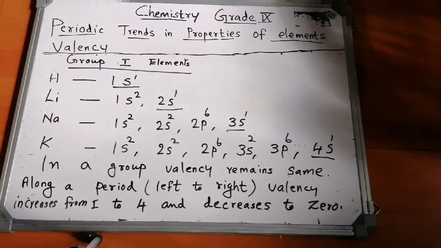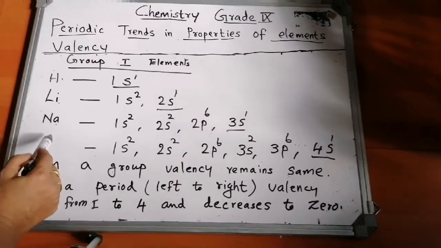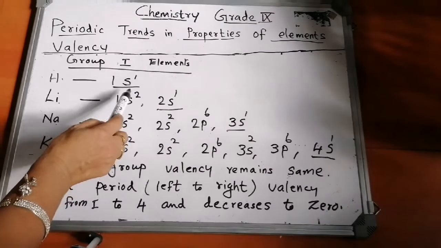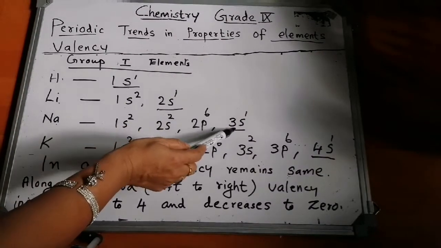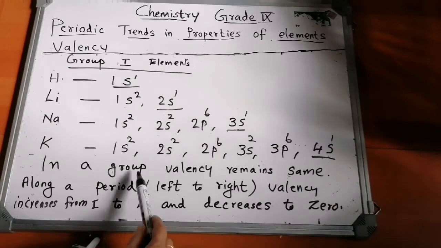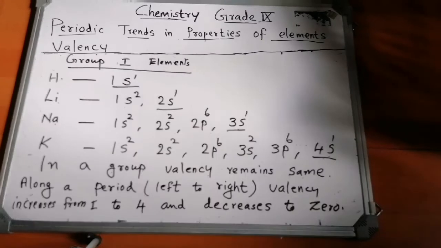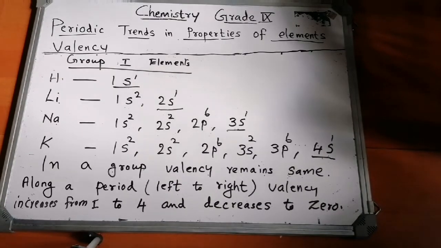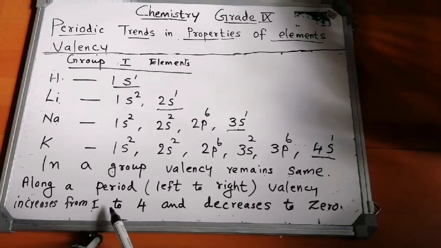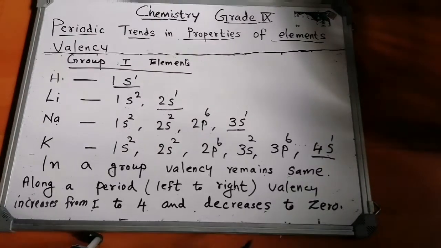For example, group 1 elements hydrogen, lithium, sodium, potassium. Here we can see the electronic configuration of all these elements. They have only 1 electron in the outermost shell. So in a group, the valency always remains the same. Whereas in the period from left to right, valency increases from 1 to 4 and then decreases to 0.